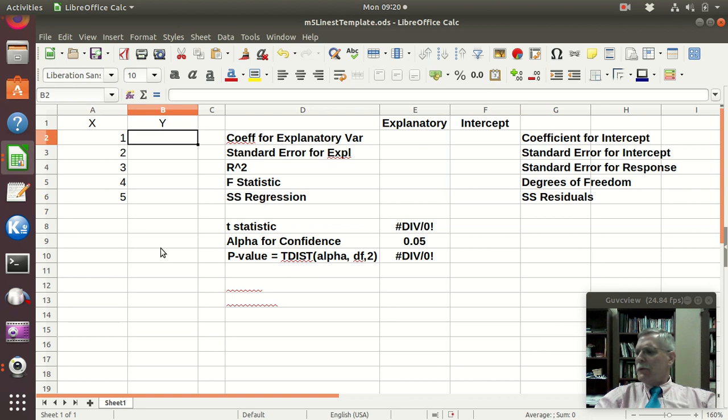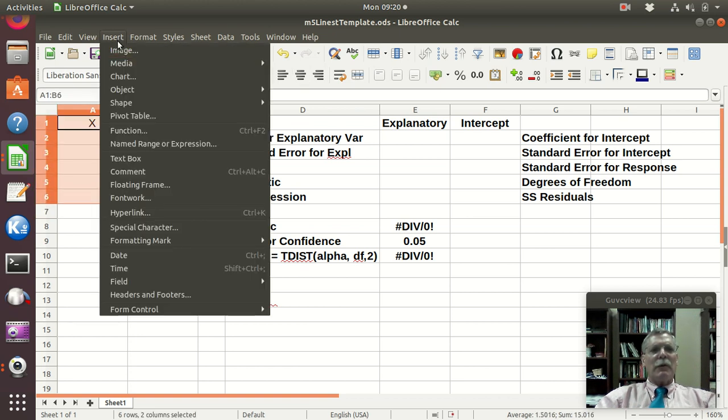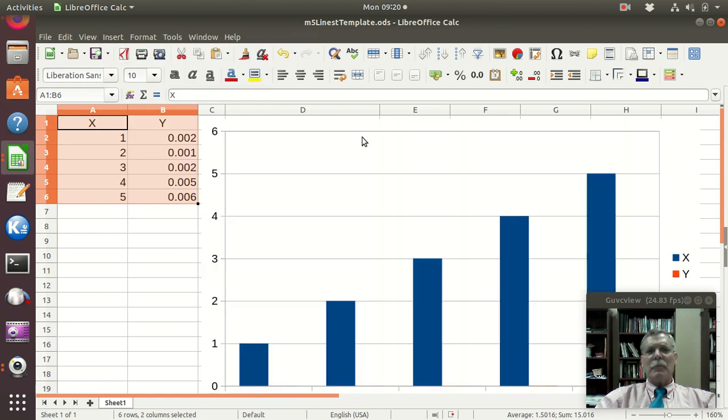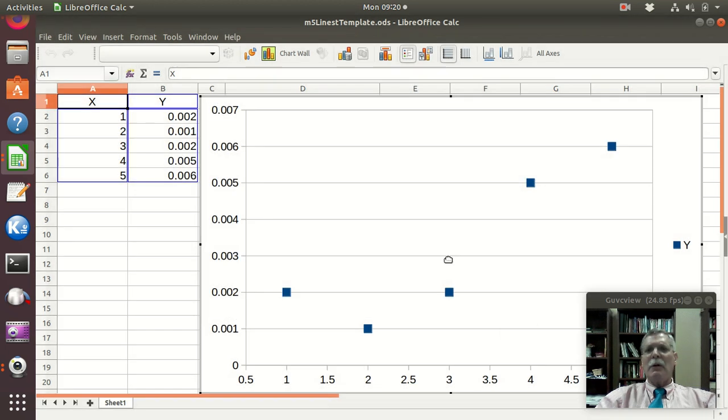I can craft some data. So if I make this 0.002, 0.001, 0.002, 0.005, 0.006. Now, looking at that data, if I highlight that and I insert a chart, make it XY scatter, and then just finish here.